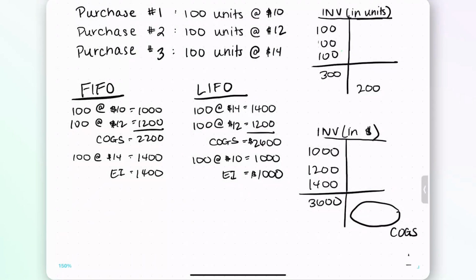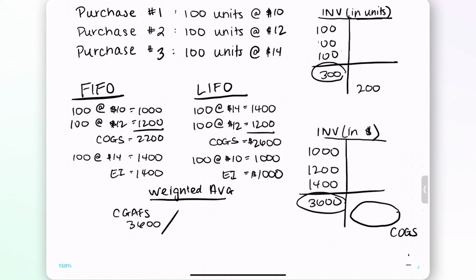The last option available to companies is the weighted average method, and you'll recall that the weighted average method takes the cost of goods available for sale. That's this number. We have $3,600 worth of inventory available for sale, and it divides the cost of goods available for sale of $3,600 over the number of units that are available for sale. And that's 300 units to figure out an average cost per unit. So the average cost per unit here is $12.